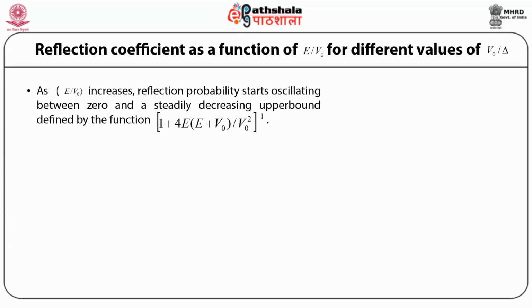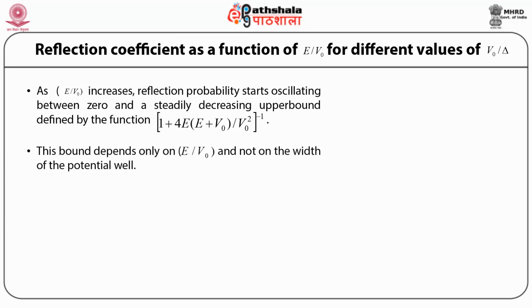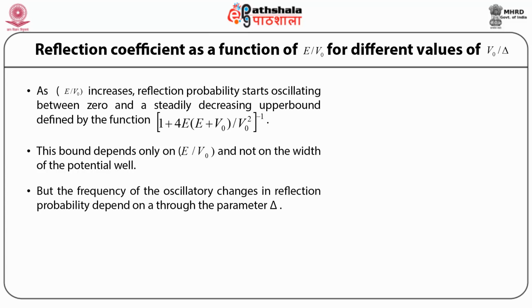As E by V naught increases, the reflection probability starts oscillating between 0 and a steadily decreasing upper bound, which is defined by the function inverse of 1 plus 4E into (E plus V naught) divided by V naught square. This bound depends only on E by V naught and not on the width of the potential well, but the frequency of the oscillatory changes in reflection probability depends on it through the parameter delta. This behavior is graphically depicted in the following figure.